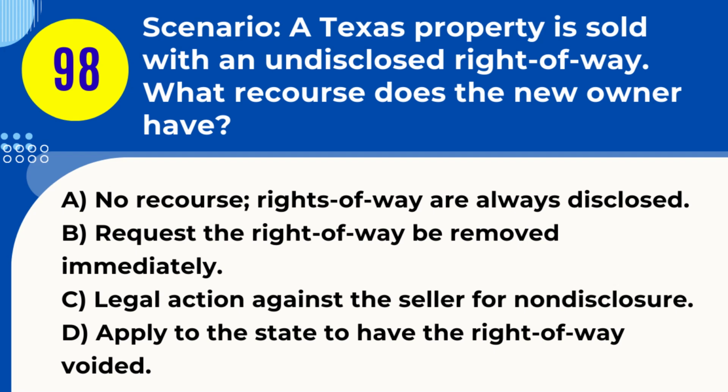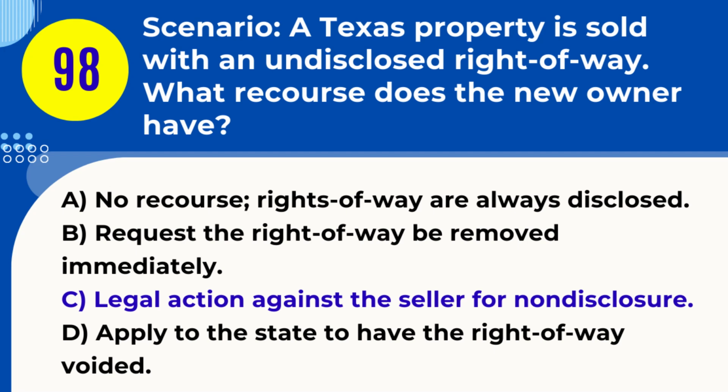A. No recourse. Rights of way are always disclosed. B. Request the right-of-way be removed immediately. C. Legal action against the seller for non-disclosure. D. Apply to the state to have the right-of-way voided. Answer: C. Legal action against the seller for non-disclosure.